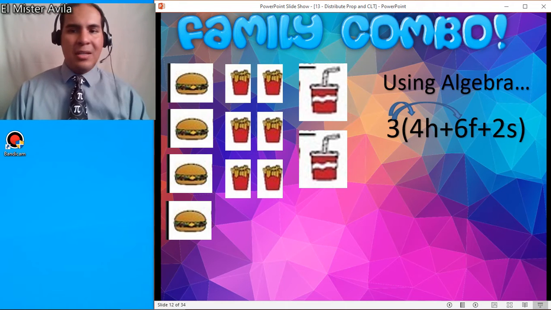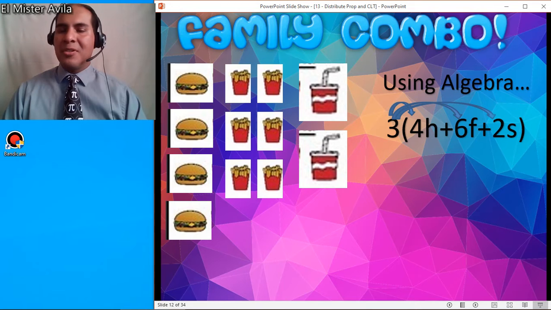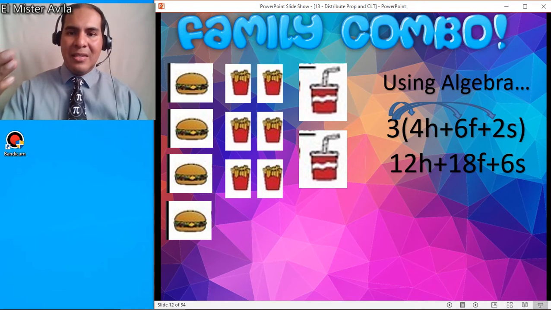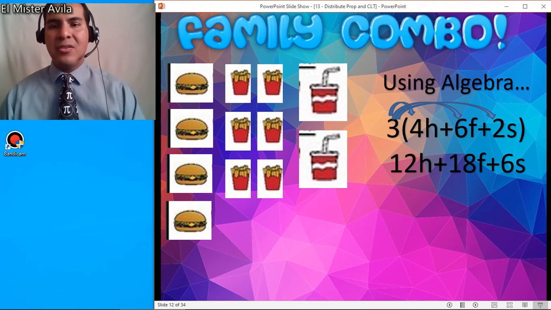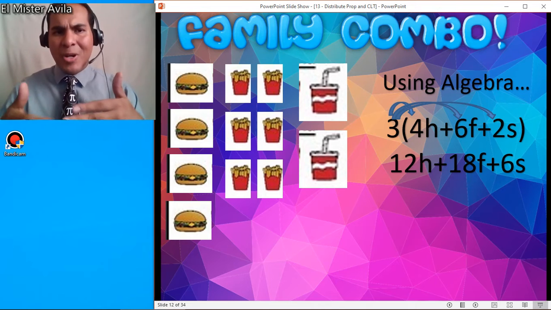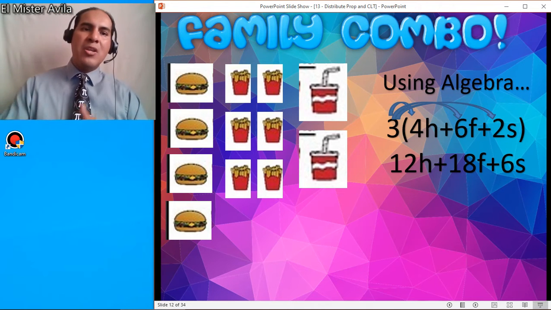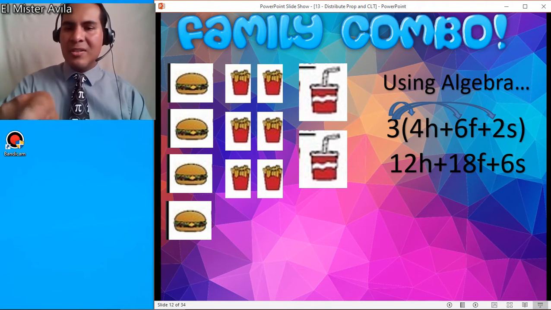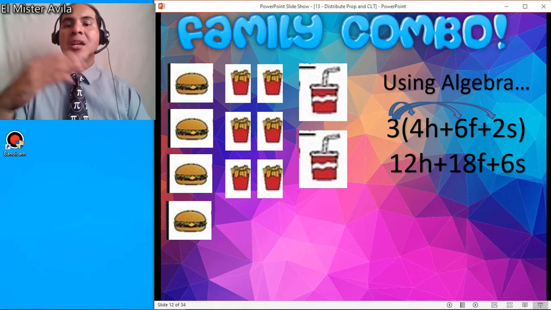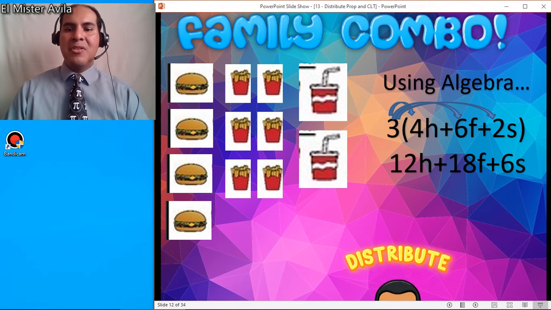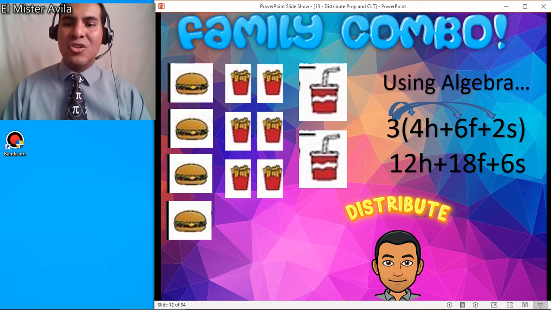This is all what you just did. 3 times the 6, and the 3 times the 2, and that gives us the total of hamburgers, French fries, and sodas that you calculated yourself. But I just want you to see it with algebra so that when you look at some algebraic expressions that are in parentheses and you're going to multiply, you could apply this property to be able to simplify. That is called distributing.